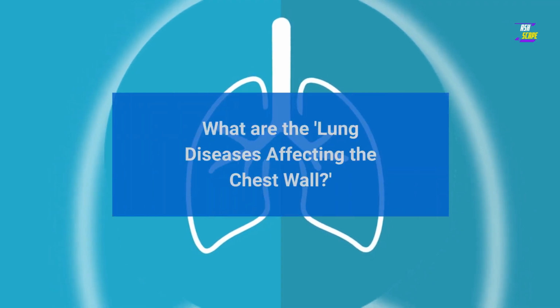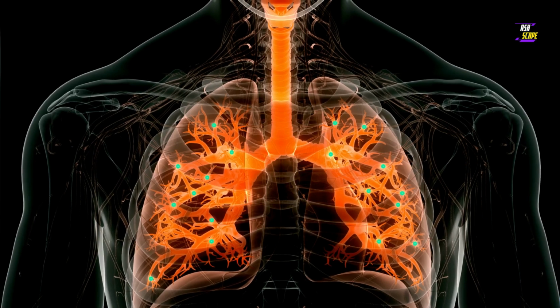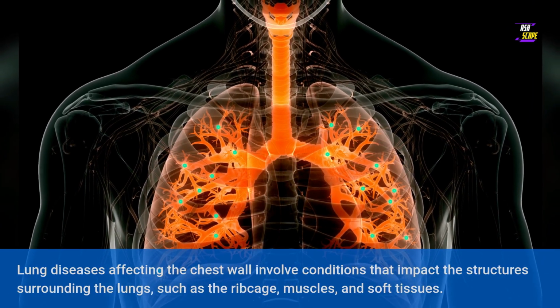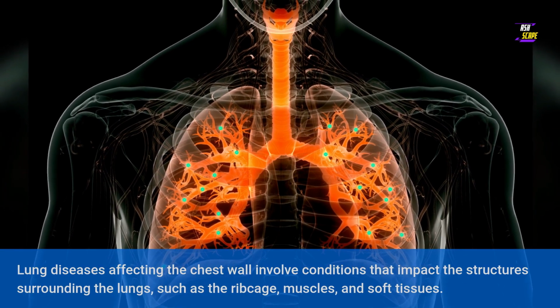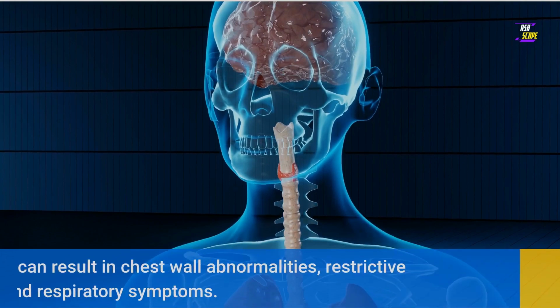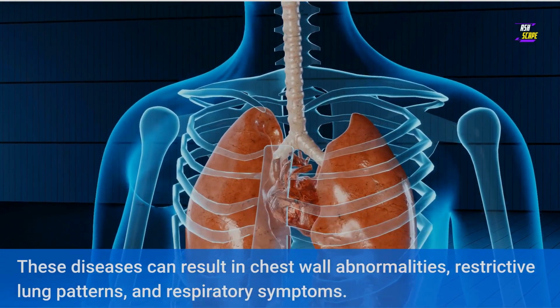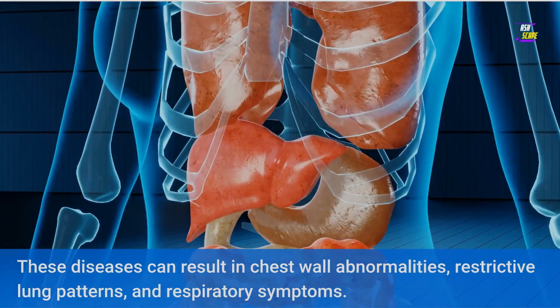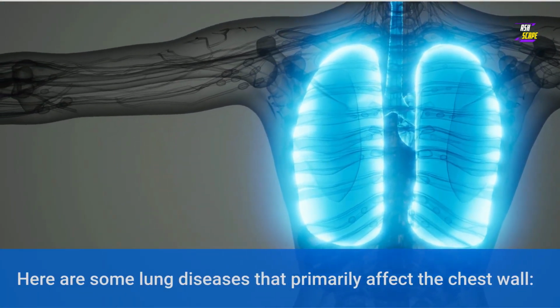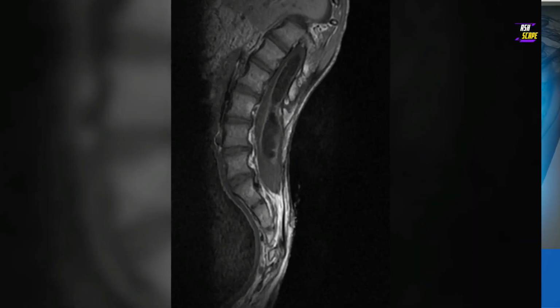What are the lung diseases affecting the chest wall? Lung diseases affecting the chest wall involve conditions that impact the structures surrounding the lungs, such as the ribcage, muscles, and soft tissues. These diseases can result in chest wall abnormalities, restrictive lung patterns, and respiratory symptoms. Here are some lung diseases that primarily affect the chest wall.